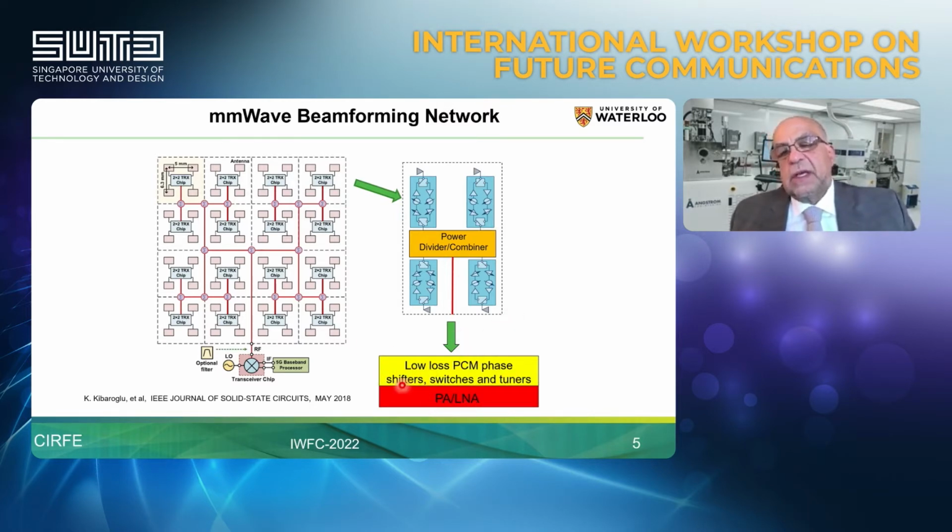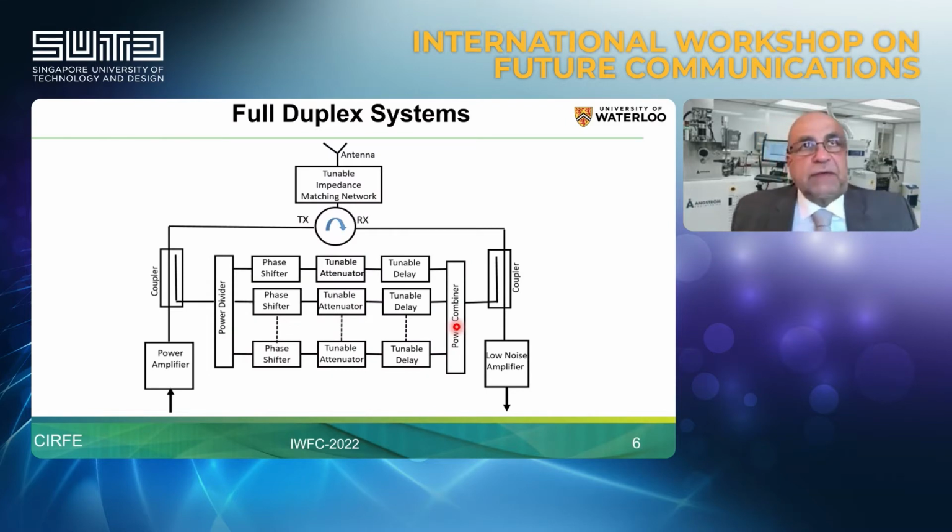You can make phase shifters and tuners, and they can be integrated with PA and LNA on a second layer. And also, possibly, they can be monolithically integrated together. As we will show you later on, there is a company in the US called Tower Semiconductor. They integrate PCM switches with CMOS devices, so you can have monolithic integration. And so you can have one chip, in which you have the LNA and PA made in semiconductor, and the rest made in PCM technology.